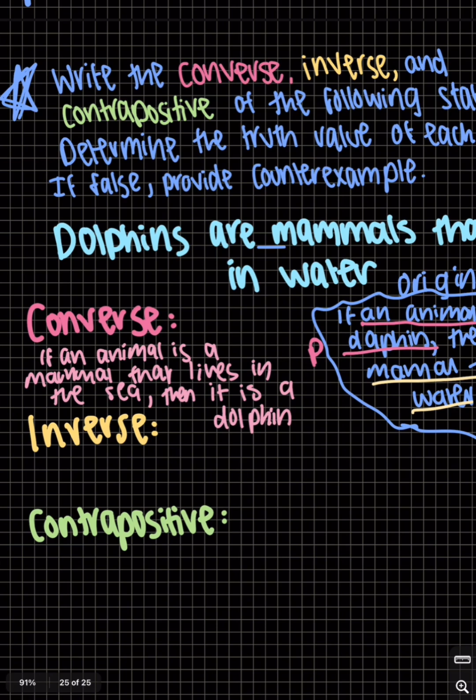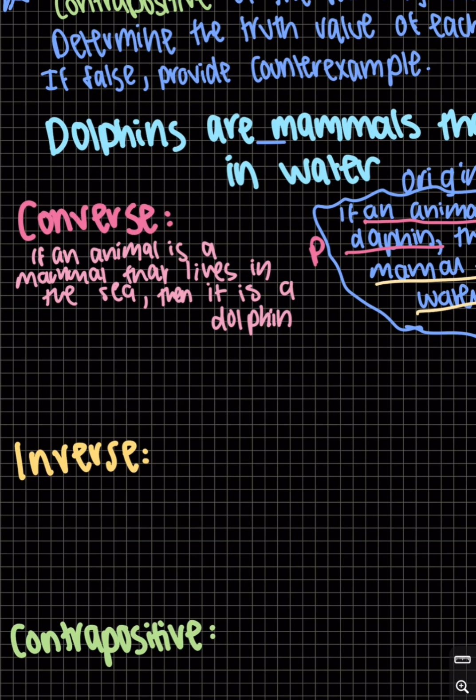Now I need to determine the truth value of this statement. Let's think about it. If I have a random animal, and it's a mammal that lives in the sea, it is a dolphin. Is this always true? No, because your mammal could be a whale. Your mammal could be a shark. Your mammal could be anything. Meaning that we just find a counterexample for this, right?